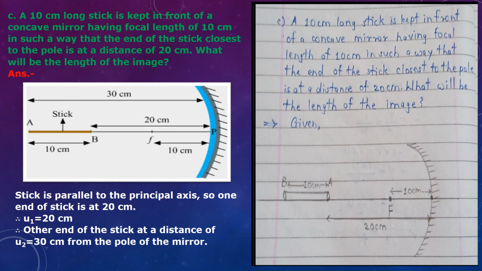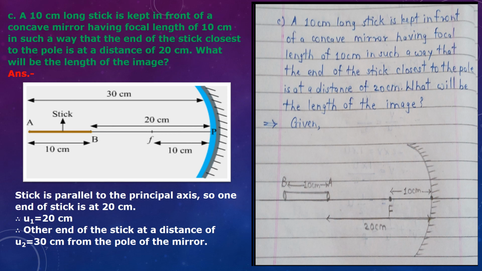Now we will see the next exercise example, that is the third example. A 10 centimeter long stick is kept in front of a concave mirror having focal length of 10 centimeter in such a way that the end of the stick closest to the pole is at a distance of 20 centimeter. What will be the length of the image?